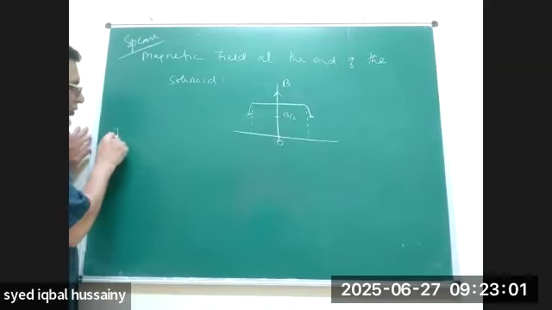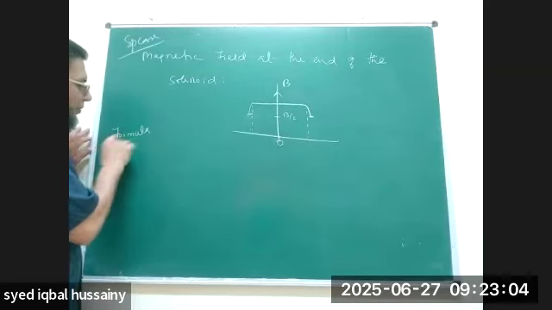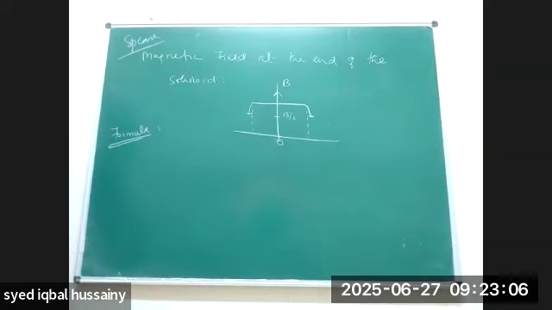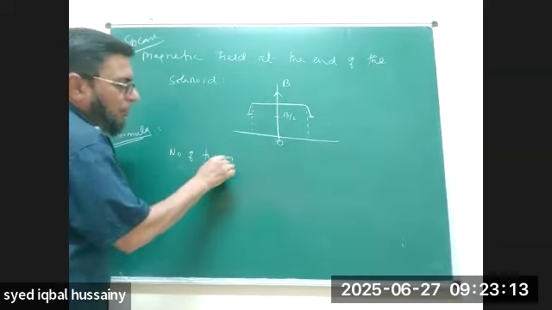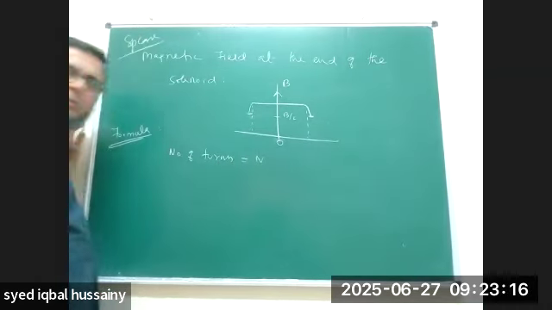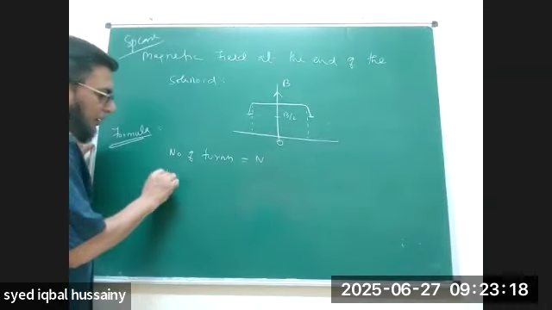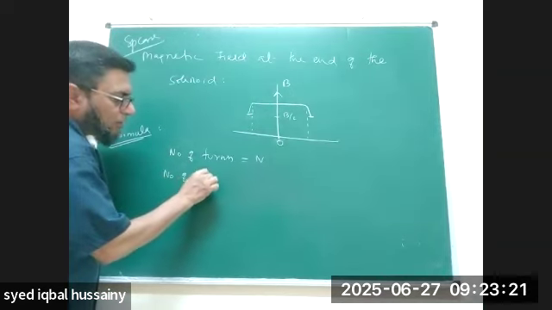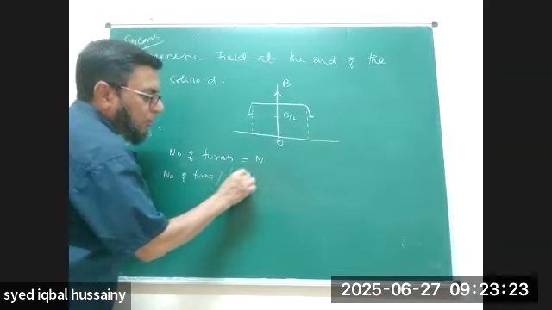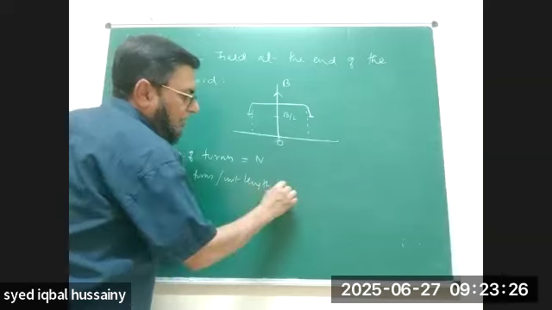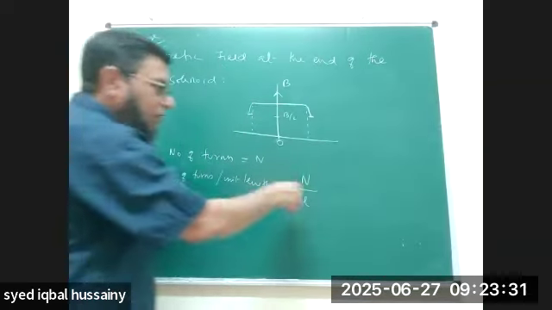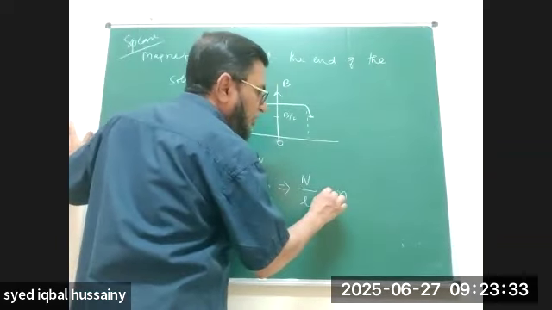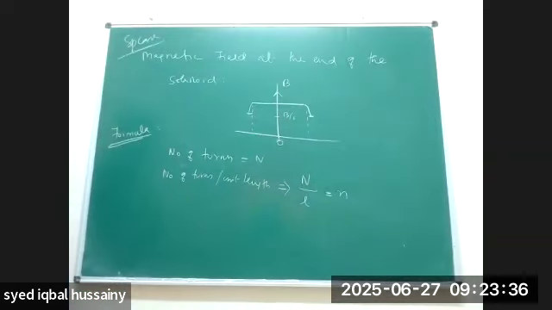Now, formula. There is a beautiful formula. If you remember this formula, you can do the numerical. Number of turns, if I say number of turns, you should use capital N. Understood? Number of turns per unit length, how to write it? Number of turns per unit length, this also will be equal to small n.